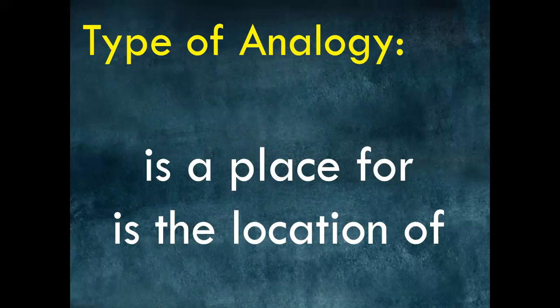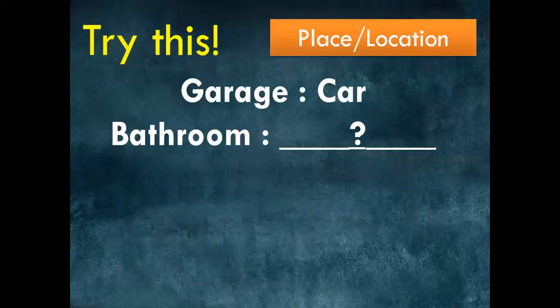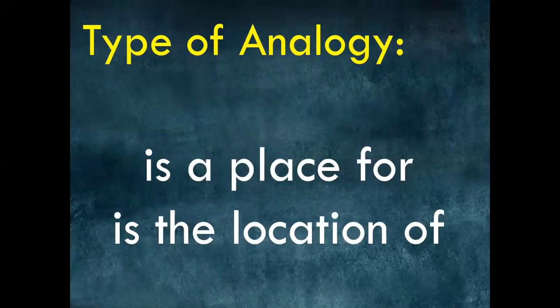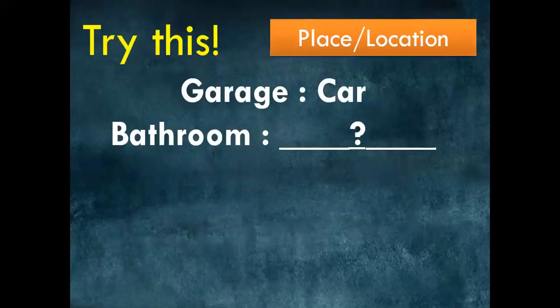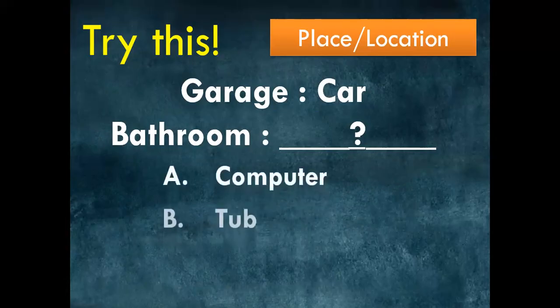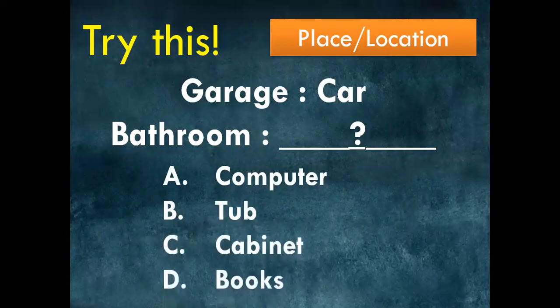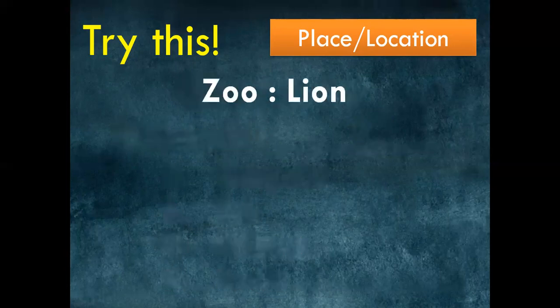Let us try some of the following examples. Garage is a location of car. Bathroom is a location of blank or is a place for. A, computer, B, tub, C, cabinet, D, books. Bathroom is a location of letter B, tub. You are correct.